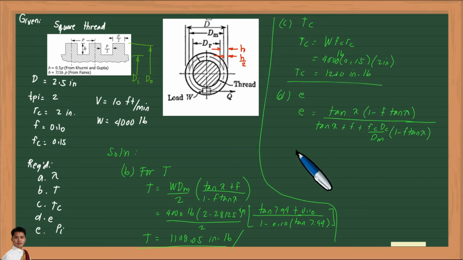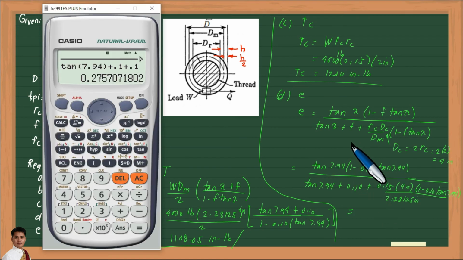So, next unknown, letter D. So, that is efficiency. So, ang formula na gagamitin natin ay ito. Okay? So, yung lambda, meron na tayo dun sa previous solution. Yung coefficient of friction, meron na rin tayo. Then, yung mean diameter, meron na rin tayo niyan. And then, ang wala tayo dito ay yung D sub C. Pero since meron na tayong R sub C, so times 2 na lang natin to. So, substitute yung ating lambda, yung F, and then D sub C, tsaka D sub M. Take note, yung D sub C dito ay twice lang nung radius kanina. So, that is equal to 4 inches.